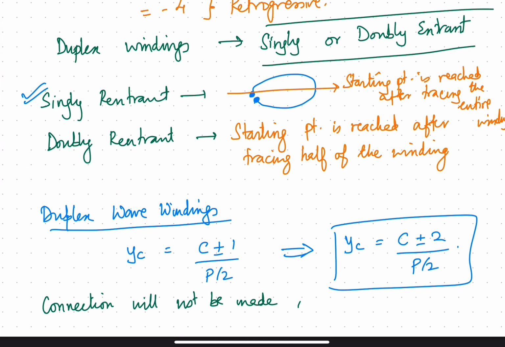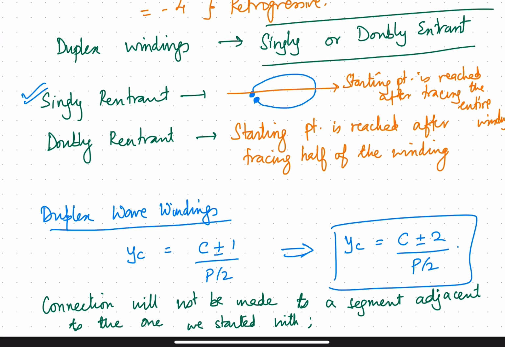The connection will not be made to the segment adjacent to the one we started with. But it will be two segments away from the starting point, and this is evident. So you had the factor plus 1 here originally. If you increase that factor by 1, you are not going to end up in the adjacent segment, but it will be two segments away. Okay.